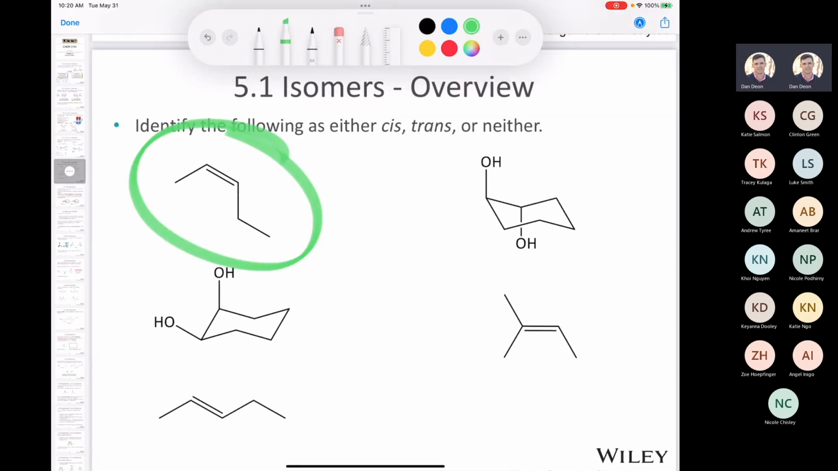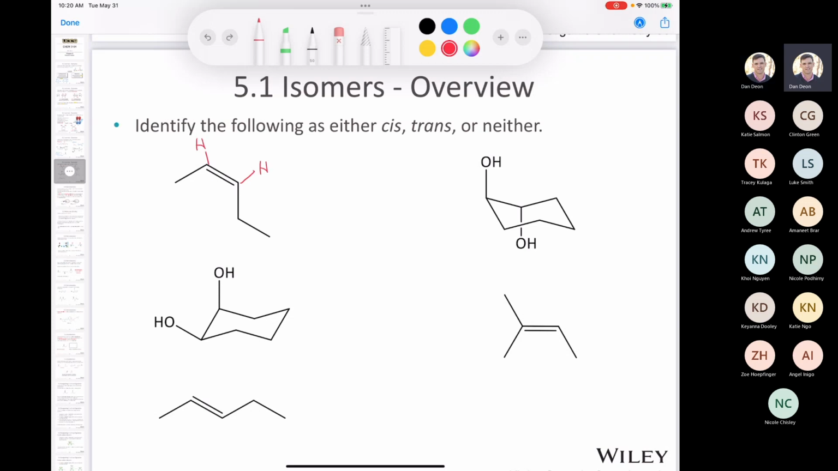So what about this one here? Would this be cis, trans, or neither? Yeah, this one is cis. Why is it cis? Because we have a hydrogen going up here and a hydrogen going up here. In order for something to be cis or trans, you've got to have two identical groups on the same side or the opposite side of a double bond. So this one would be cis.